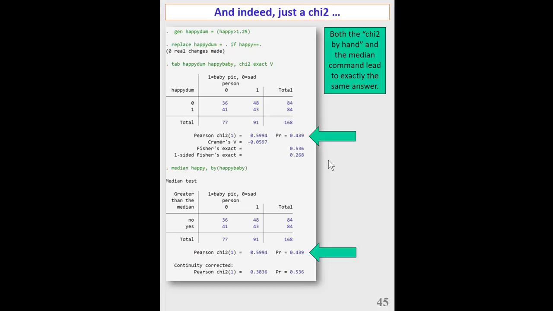Is it a coincidence that the exact p-value is the same as the continuity corrected one? I don't know for sure, but I think yes. So I don't think that by definition, this, let's see, continuity corrected Pearson chi-square is by definition the same as the 0.536 that we have over there. I seriously doubt that.